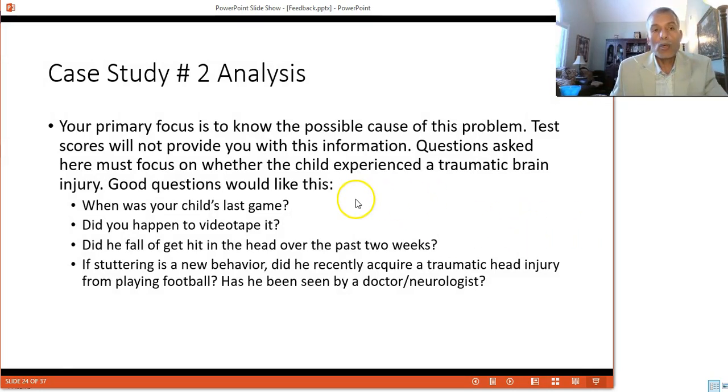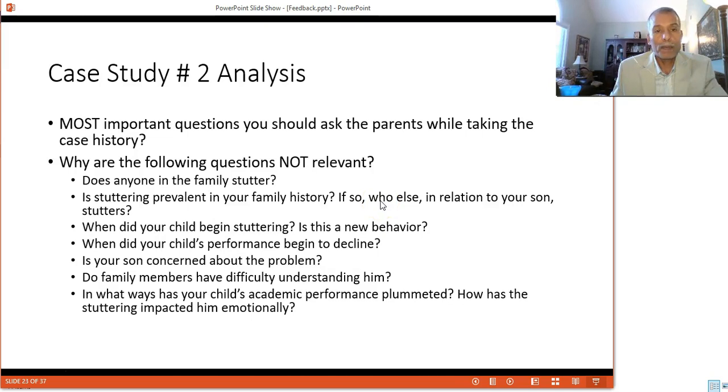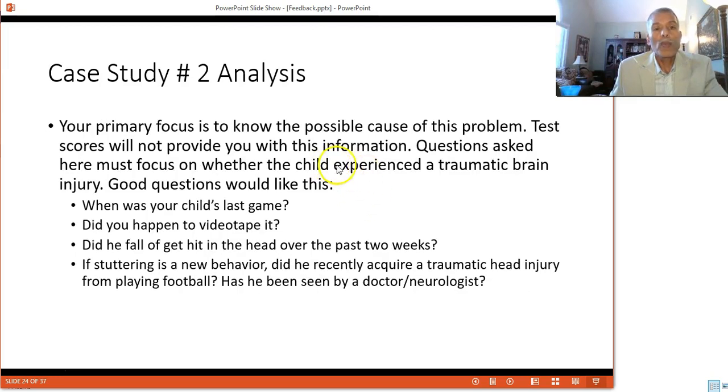So the test scores, again, your primary focus should be on the possible cause, and test scores will not provide you with this information. This is why you go through the case history. Any information that you yourself can get from your testing and observation, there's no need to focus on it in the case history. It would be really a waste of time.